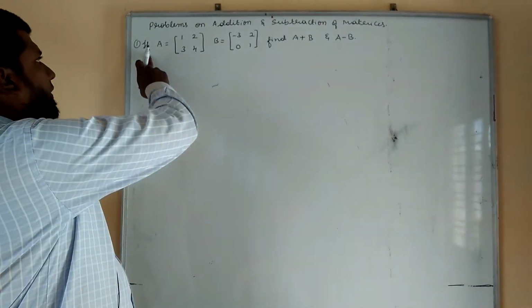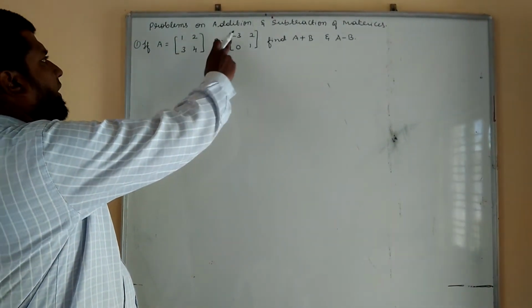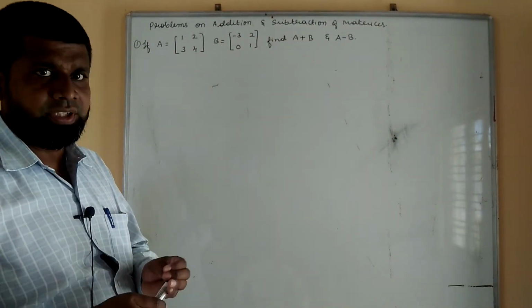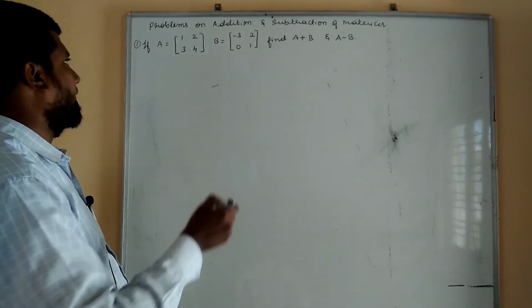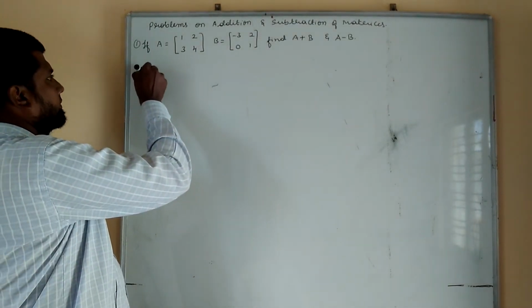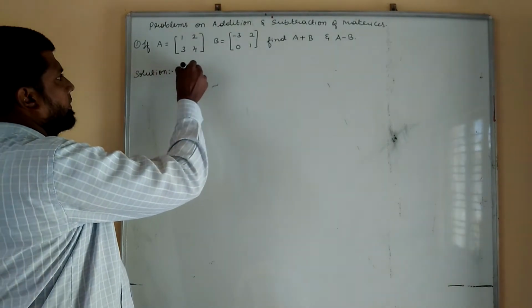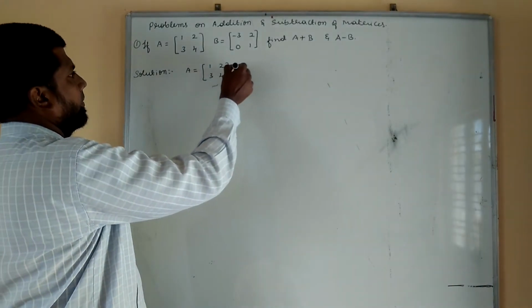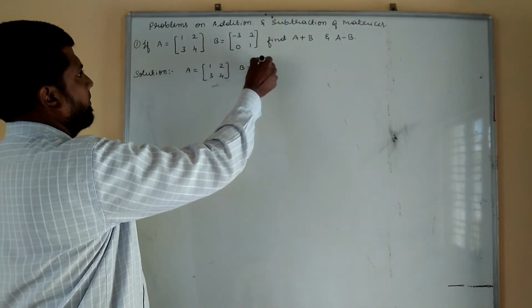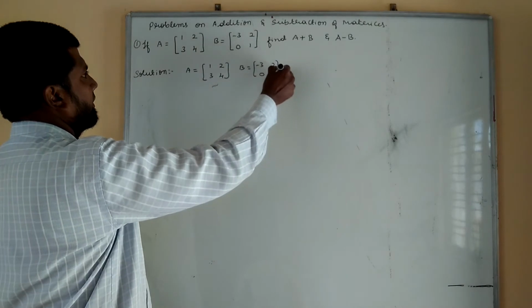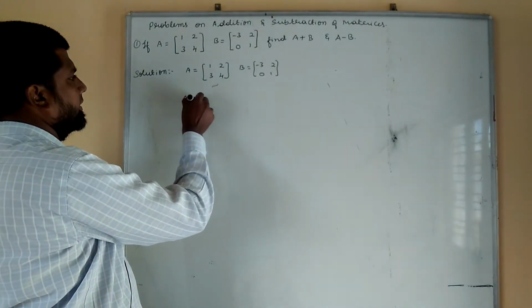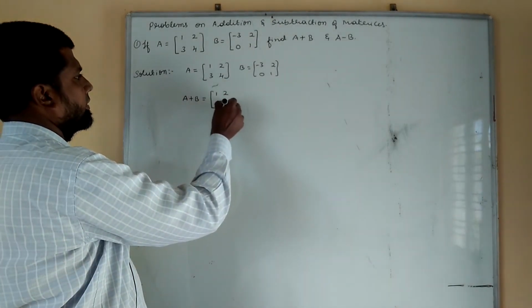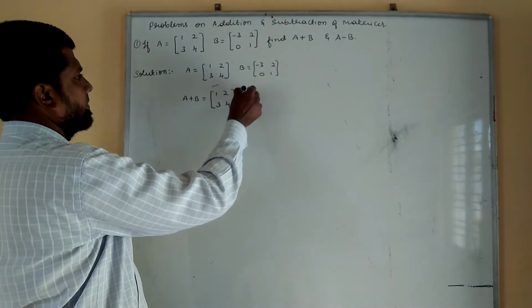Let us take the first problem. If A is equal to 1 2 3 4, B is equal to minus 3 2 0 1, find A plus B and A minus B. So let us take the first, write the matrices. A is equal to 1 2 3 4, B is equal to minus 3 2 0 1. You have to find A plus B. Let us take the A plus B. First write A, then plus B.